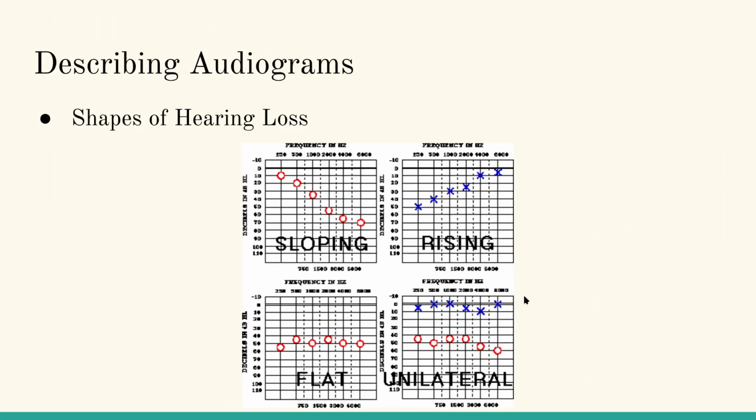Here's some other shapes here. Sloping audiogram for the right ear, flat audiogram for the right ear, rising audiogram for the left ear. We have normal hearing in the left ear here, and they're unilateral. And then we have a fairly flat audiogram for the right ear here under unilateral.